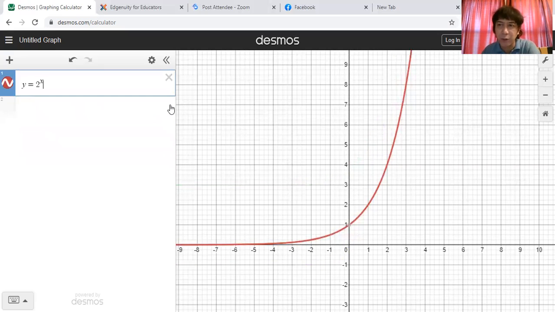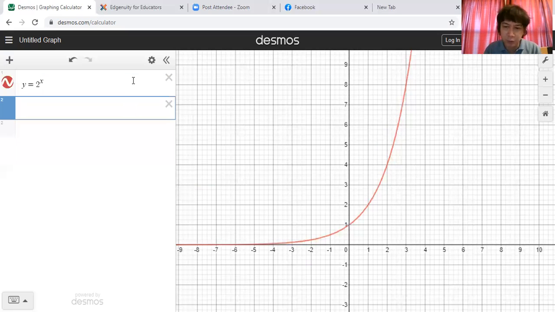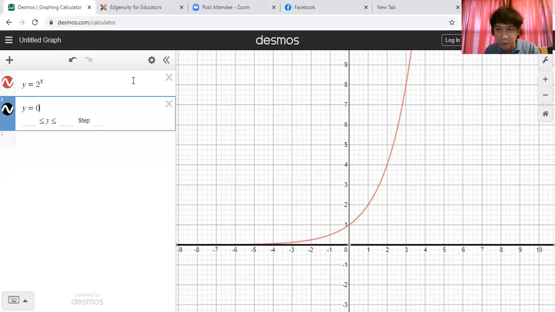Going back to the red graph, this is y equals 2 raised to x, and the nature is exponential growth. You can see there is an almost flat line at y equal to 0. The x-axis is the line y equal to 0, and I can show you that by typing y equal to 0 there. That's the x-axis. This y equal to 0 is the asymptote.